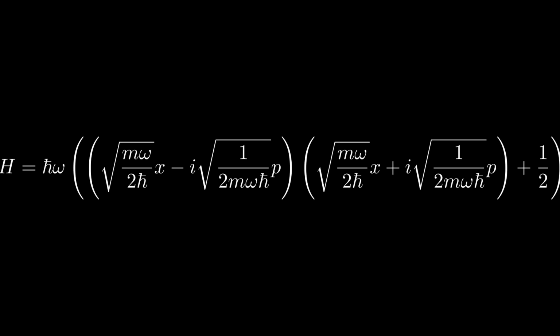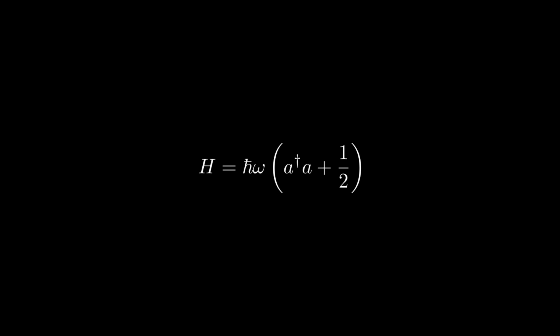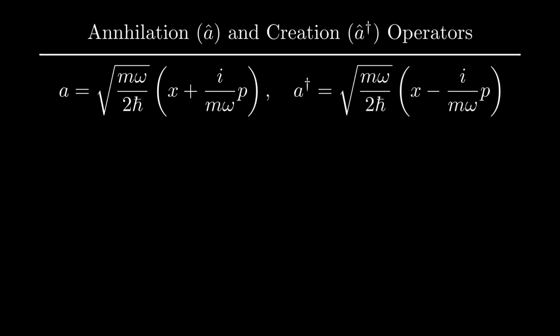We will denote the combination with plus i as the operator a, and its adjoint, of course, as a dagger. Here are the explicit definitions of these operators. We refer to a as the annihilation operator and a dagger as the creation operator. Collectively, these are known as the ladder operators of the quantum harmonic oscillator.